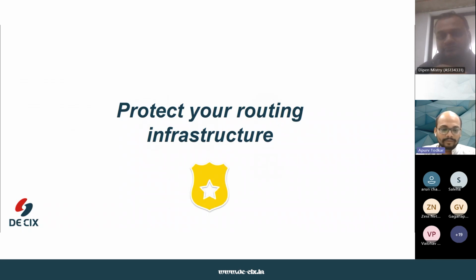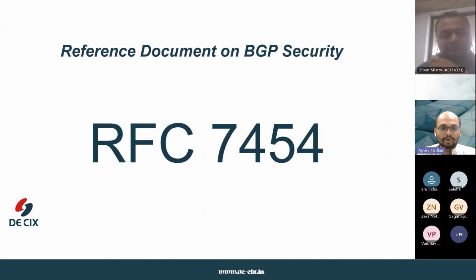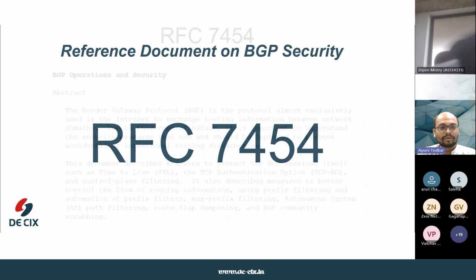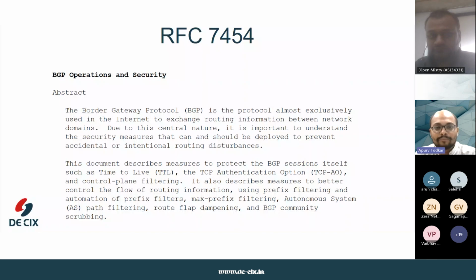So let's see, protecting your routing infrastructure. There's a standard document for this, an internet RFC, specifically RFC 7454. If you have never read an RFC before, this is a great one to start off with. It's well written and quite informative. It offers practical advice on how to protect your network, including best practices for filtering and measures you can take to safeguard your infrastructure. Today, I'll be sharing a few of these measures from RFC 7454 and explaining them in some detail in this webinar.